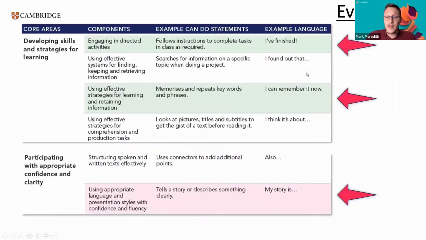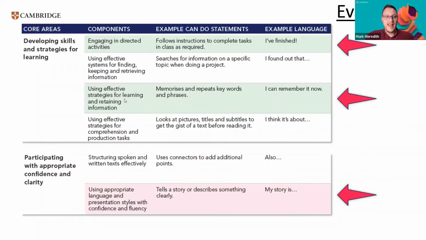And just to show you what it looks like in our framework, this is the Cambridge framework. You'll see, again, I've highlighted the points here. We've got developing skills and strategies for learning. Well, that one we could say is engaged in directed activities. What are they doing? They're following instructions, completing tasks.